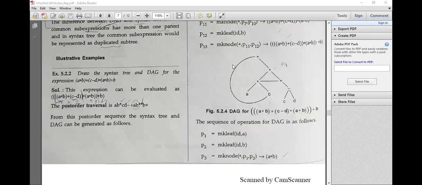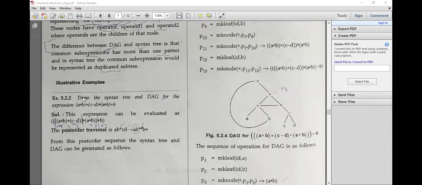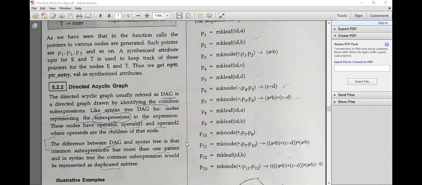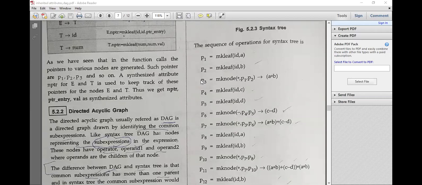Before drawing this DAG, first you need to write how many nodes there will be, how many pointers there will be. P1, first we have an A, then another B. P3 in the sense again we have a star. We have a left pointer and then a right pointer.